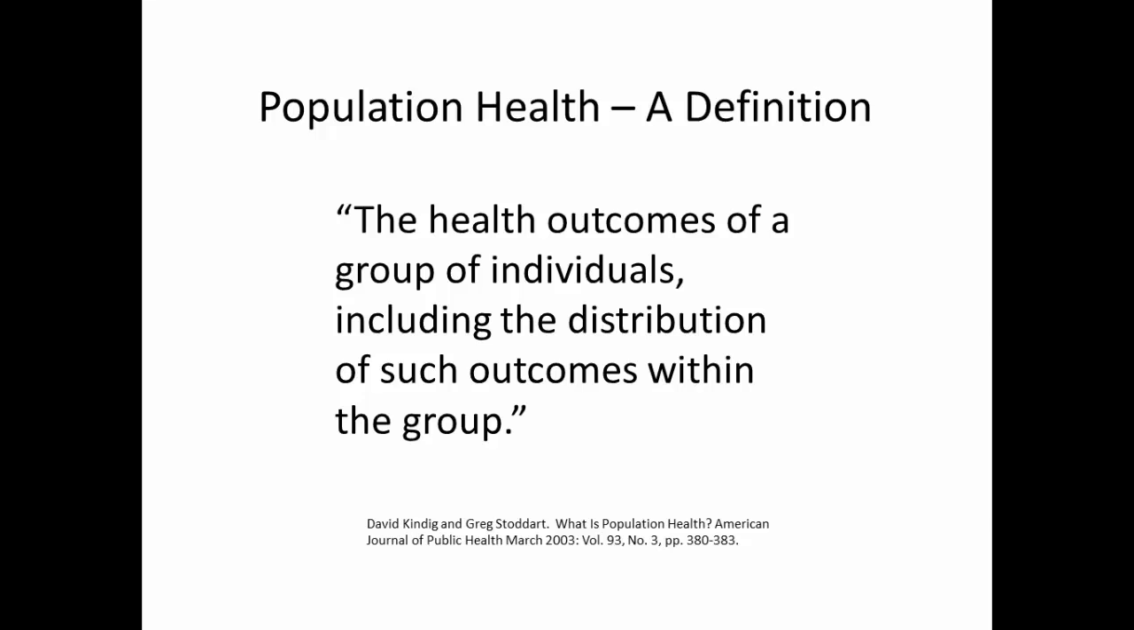So what is population health? Here is one of the original definitions of population health, which was published in 2003. It's a little bit hard to understand, honestly, if you just read it in a vacuum. But let's go ahead and read it, and then we'll talk about what this means. Population health is the health outcomes of a group of individuals, including the distribution of such outcomes within the group. And so clearly, population health is focused not on a specific individual.